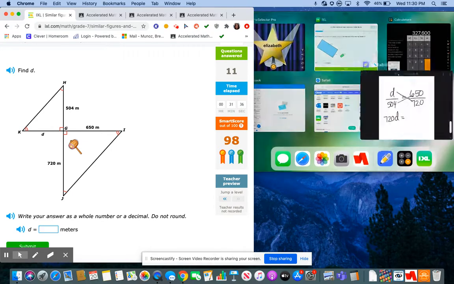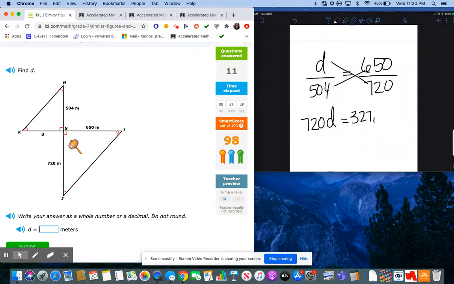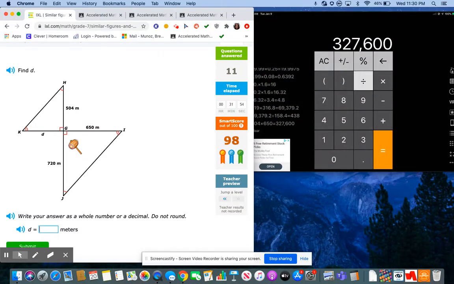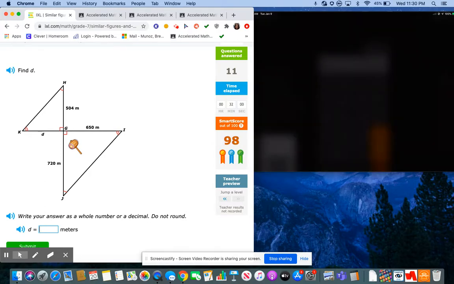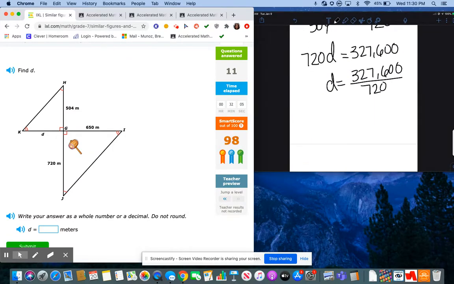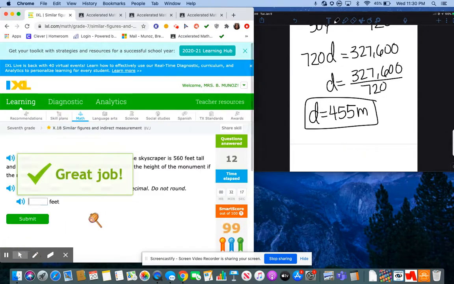504 times 650 is 327,600. And then to find D, we divide 327,600 by 720. We get 455. I hope I type it right this time. Right. 455, I think. D is 455 meters. Okay, let's see. 455 meters. There you go. All right.